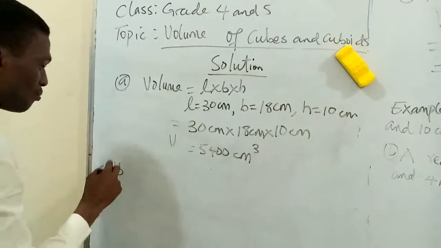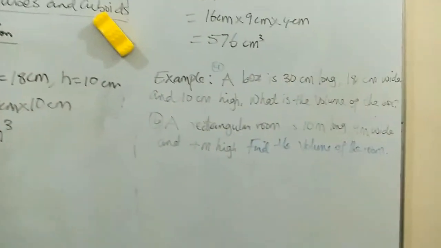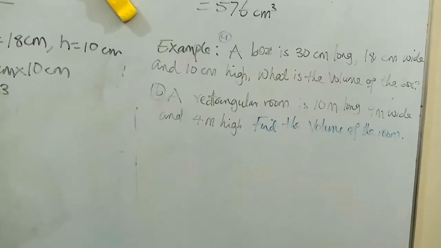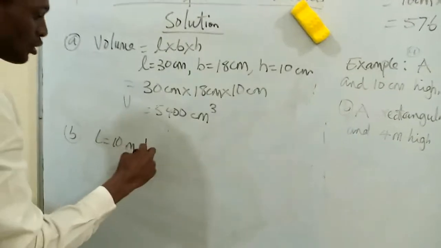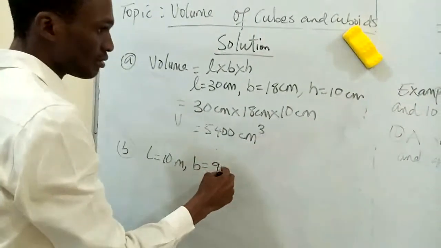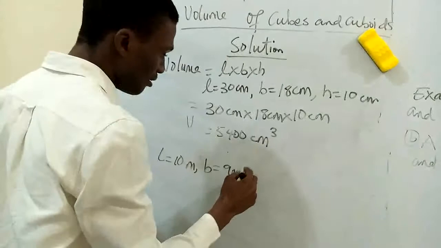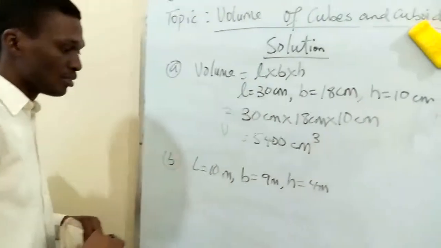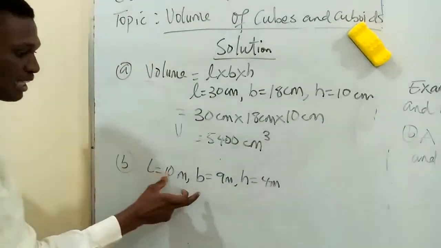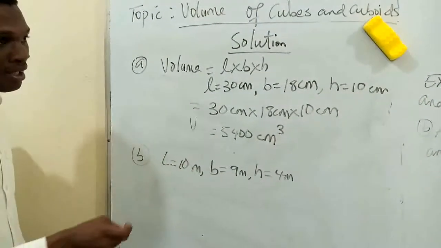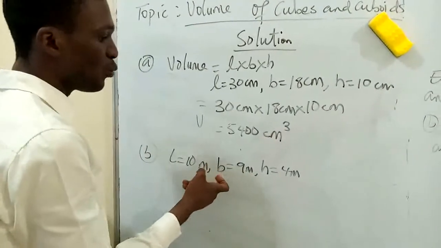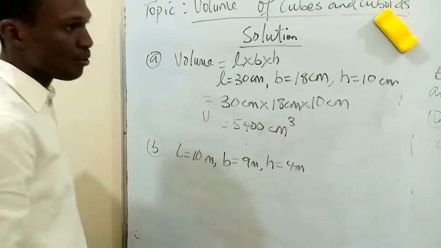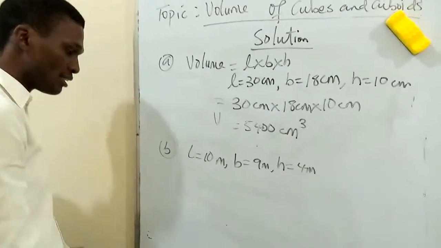A rectangular room is 10 meters long. So our length of the room is 10 meters. 9 meters wide. So our width, our breadth is 9 meters. And 4 meters high. The height is 4 meters. We have to find the volume of the room. Our room is 10 meters long, meaning the length is 10 meters. 9 meters wide, meaning the breadth or the width is 9 meters. And 4 meters high, meaning our height is 4 meters. We have to find the volume of that room.